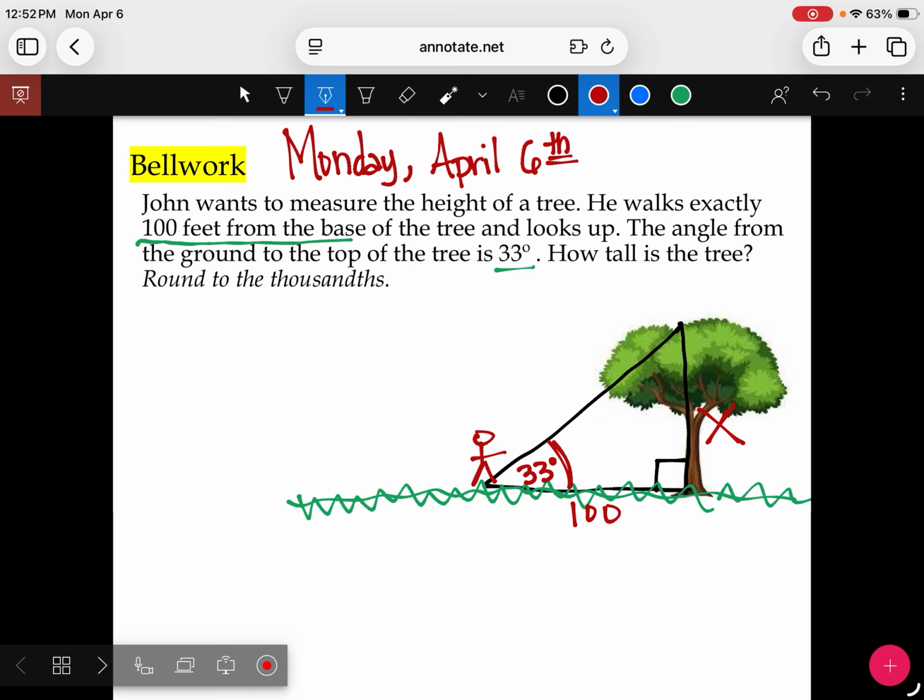Anybody need a calculator? Everybody got one?